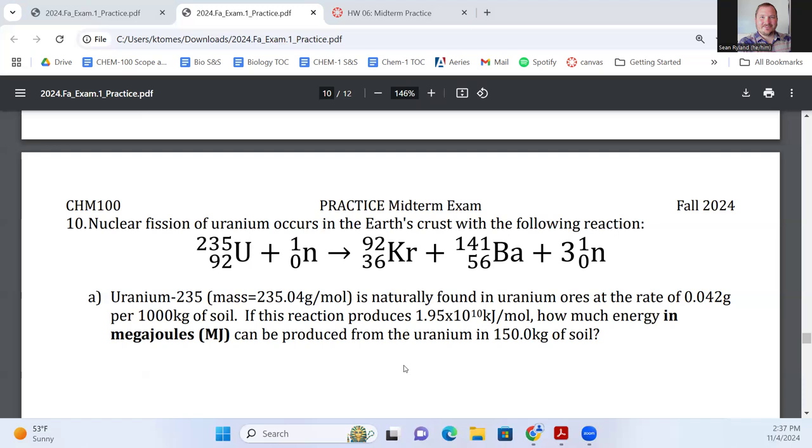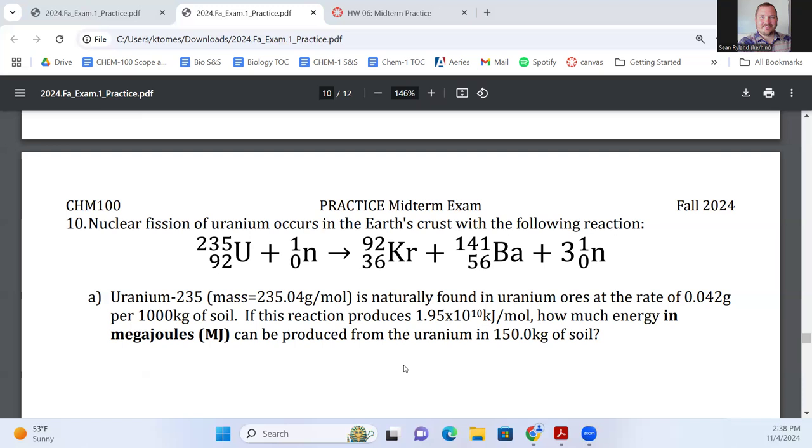So for these word problems, for these conversion word problems, where should we start? There's a bunch of numbers in there. Most of the numbers in this word problem are part of a conversion, right? Like you've got grams per mole, that's a conversion, right? You've got uranium, 0.042 grams of uranium per 1,000 kilograms of soil. That's a conversion too, right? And then you've got one number in here that's not part of a conversion. 150 kilograms of soil. That's the amount we're starting from. That's how much we have. All the other numbers in here are conversions, basically.